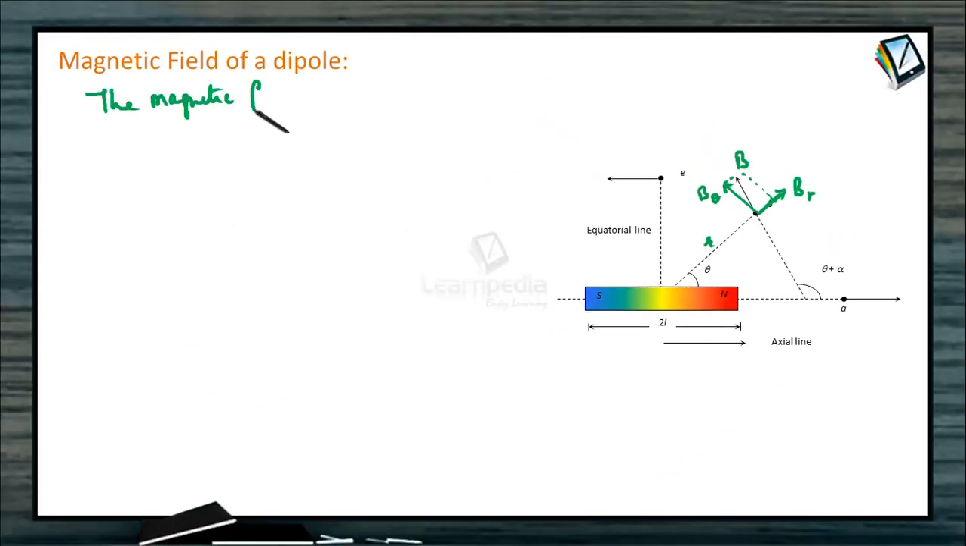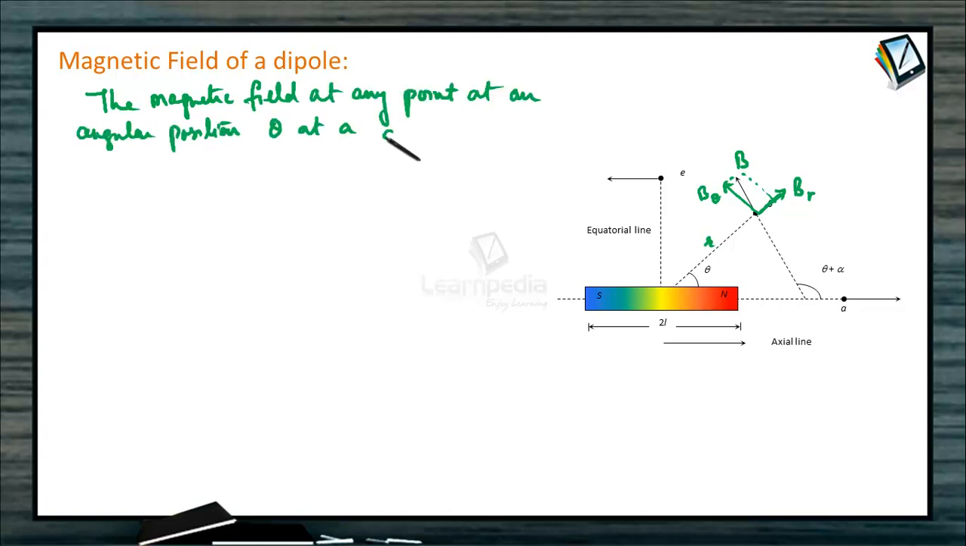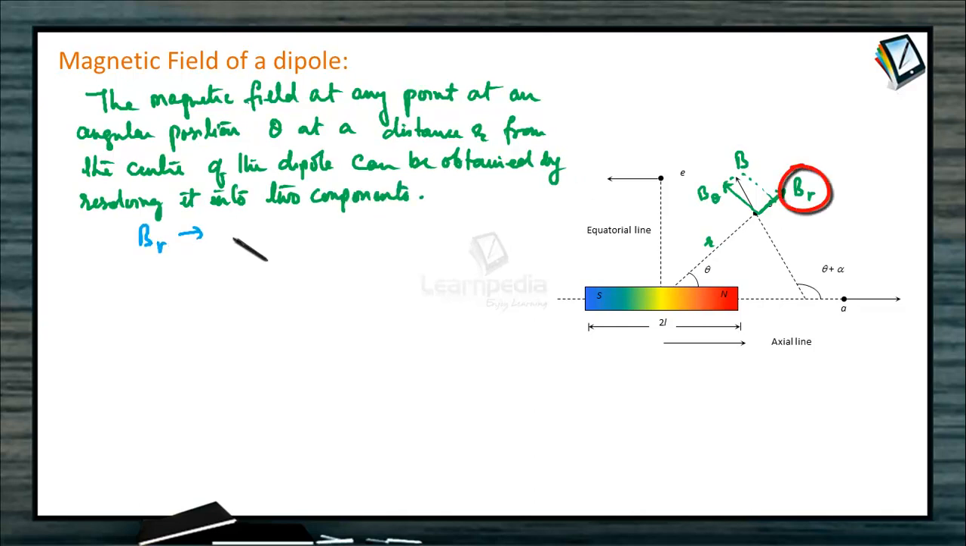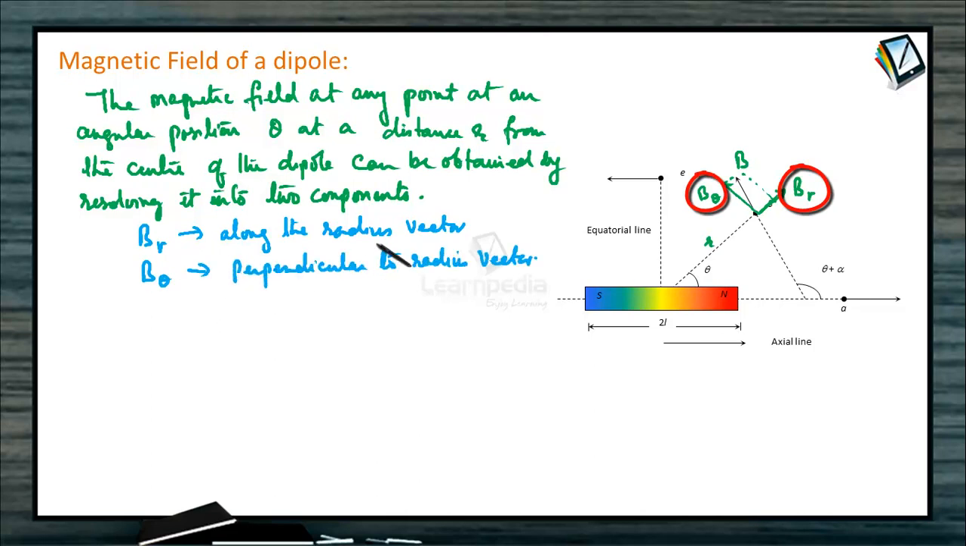The magnetic field at any point at an angular position theta at a distance r from the center of the dipole can be obtained by resolving it into two components. One component BR is along the radius vector and another component B theta is perpendicular to the radius vector. So first we can calculate the radial component of the magnetic field, BR. What will BR be equal to?